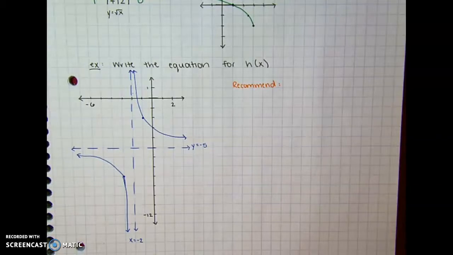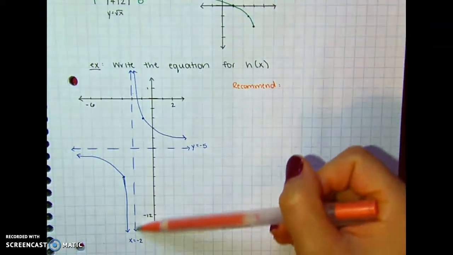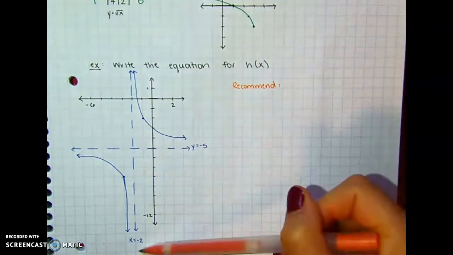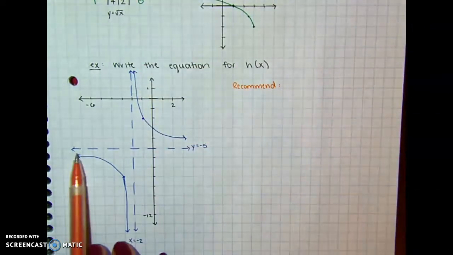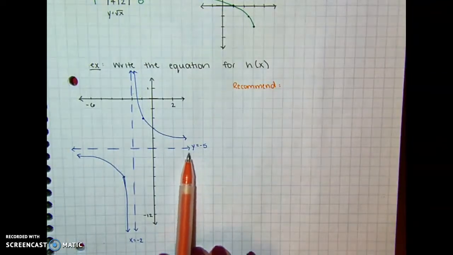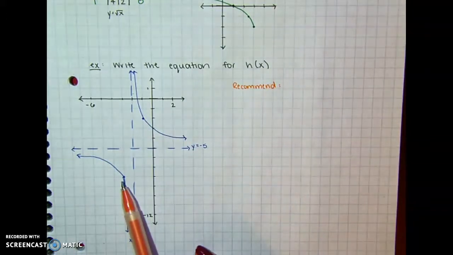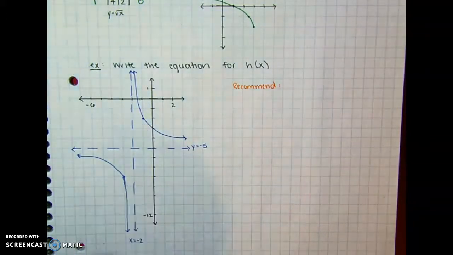So maybe pause the video. I want you to graph your vertical asymptote at x equals negative 2, a horizontal asymptote at y equals negative 5, and then plot the point negative 1, negative 2, and negative 3, negative 8.